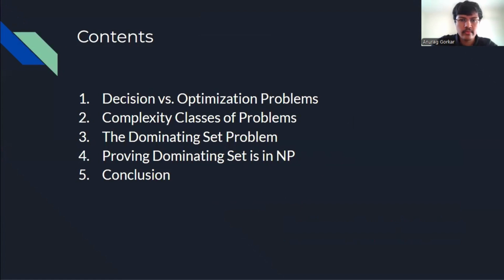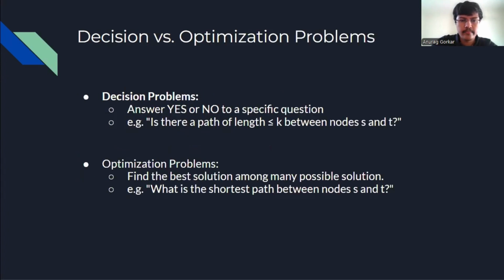Here is a quick overview of the topics I'll cover. We'll start with decision versus optimization problems, then explore complexity classes, then dive into the dominating set problem, its definition, proof of NP membership, a reduction from vertex cover, and then conclude this presentation.